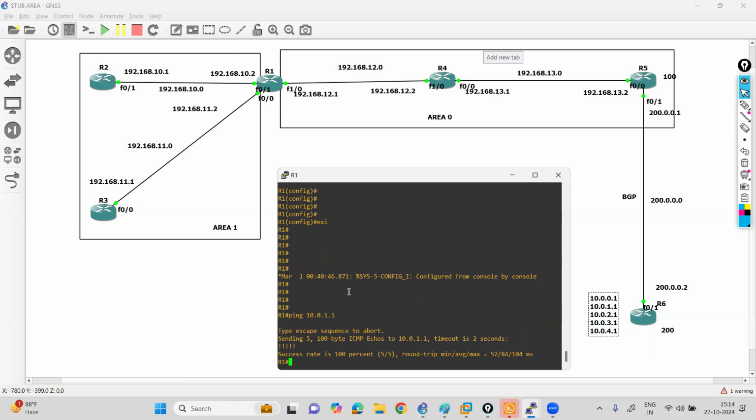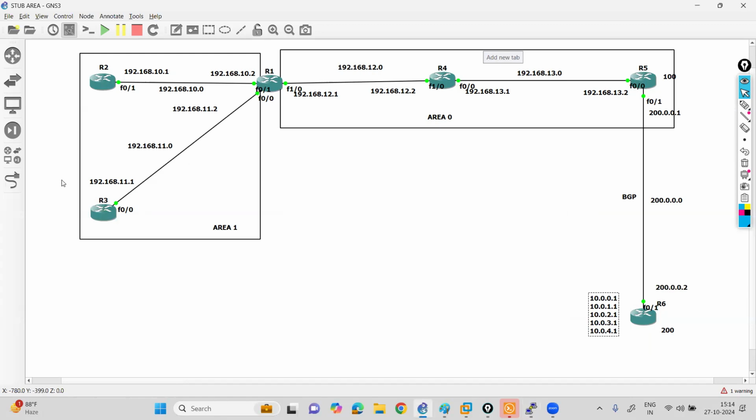So we can ping the router, but the routing table will be shortened. That's the purpose of using stubby. Yes, this is the only purpose of the stubby area.